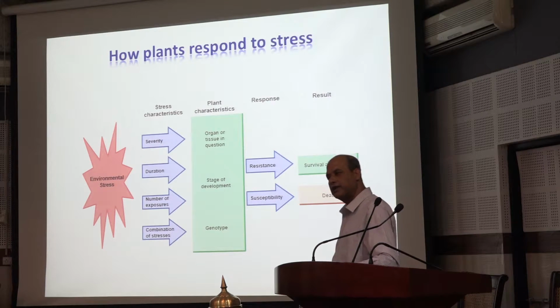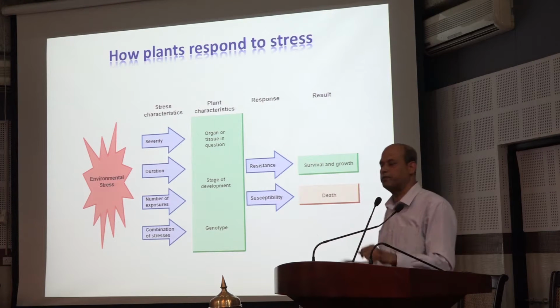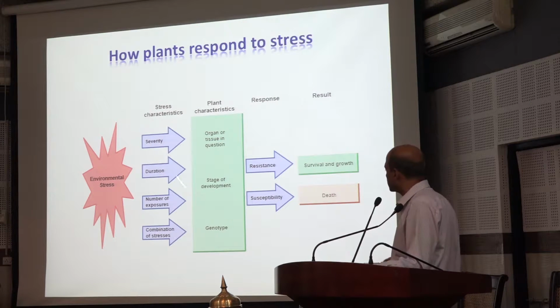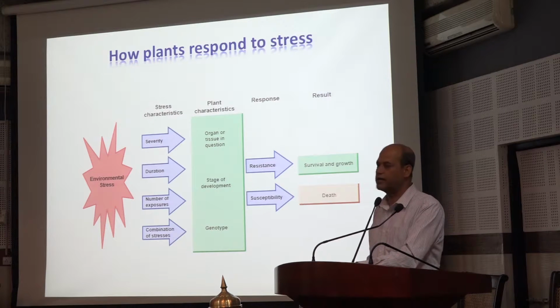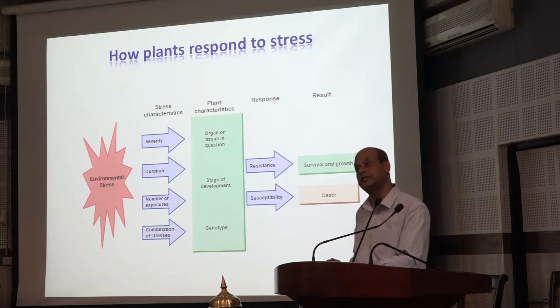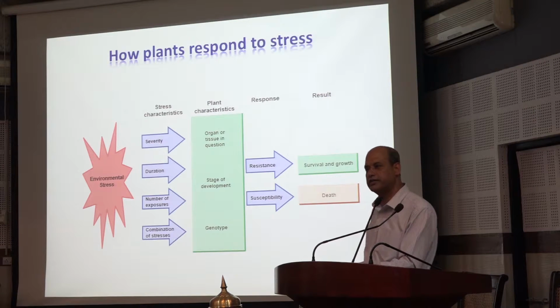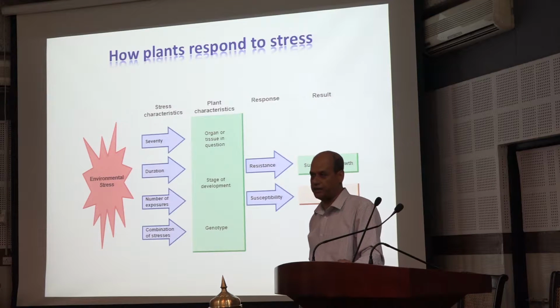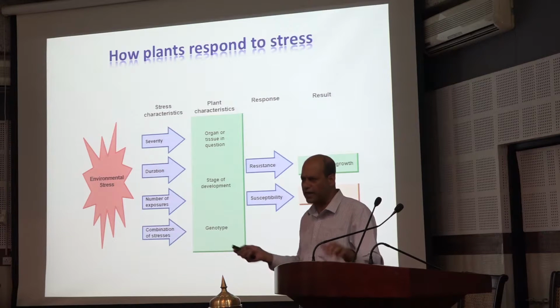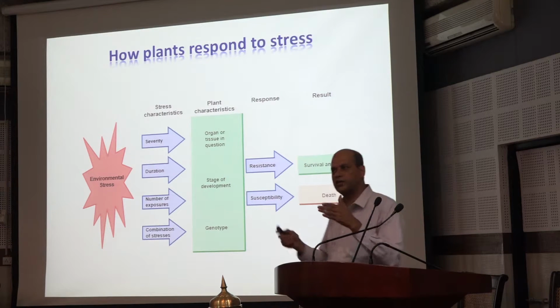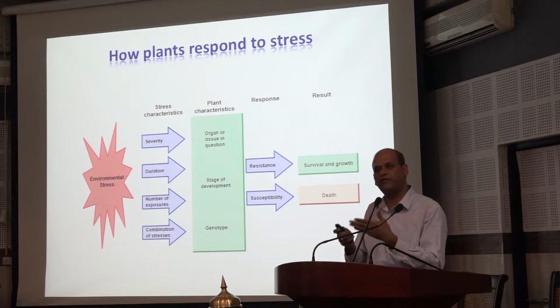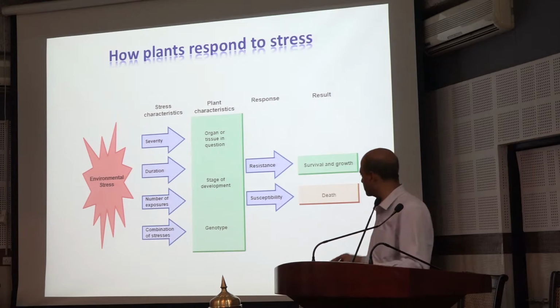But it is also modulated by some characteristics of the plant itself. Which part of the plant is exposed to the stress, the organ or tissue. Stage of development. You will find that many crop plants, if subjected to stress during their seedling stage, can never survive. However, if it is late in their developmental stage, the same plant subjected to the same stress will probably survive. So the developmental stage is also very important. And lastly is genotype. Genotype means variety. For example, other than model plants like Arabidopsis, there is rice, chickpea, or wheat. Hundreds of varieties are there, and they have different levels of tolerance. One genotype may not tolerate a certain stress condition, but another variety of the same species can tolerate it. So it depends on the genotype.